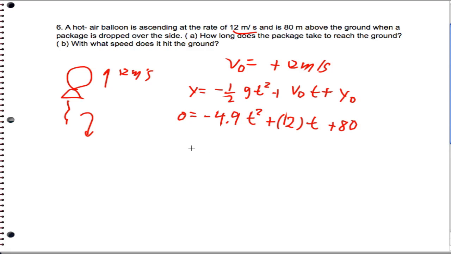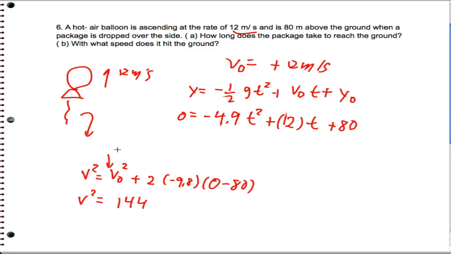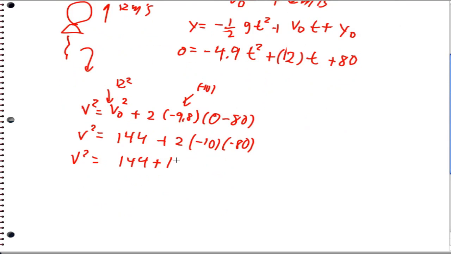So that's the first part. Then to get the speed that the package hits the ground at, I'm going to use the second equation, which is v squared equals v naught squared plus 2 times negative 9.8 times y minus y naught, which is 0 minus 80. So I'm going to get v squared equals 144, because that's 12 squared, plus 2. I'm going to make this about 10, just to round it. So 2 times negative 10 times negative 80. So v squared is going to be 144 plus 20 times 80, which is 1600.